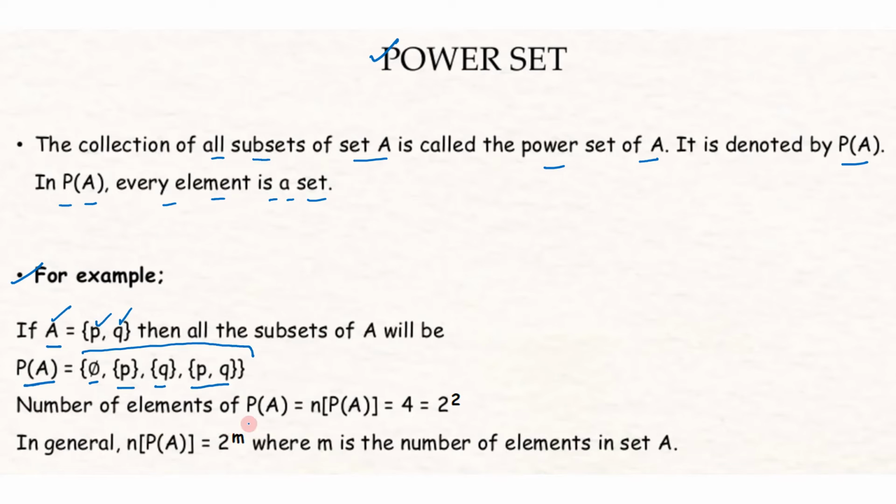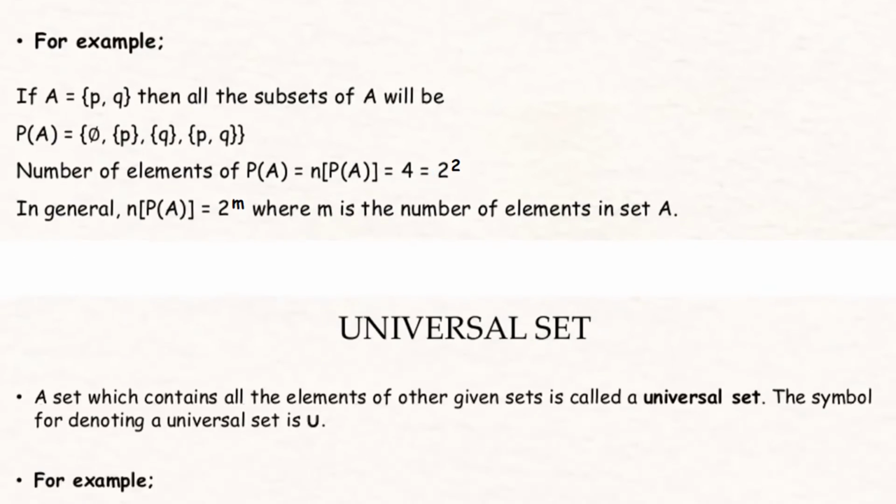Necessary to note here is that the number of elements of power set of A, which is n of P of A, in this case is 4. We can see that this 4 is nothing but 2 to the power 2. So in general, we can say that the number of elements of the power set of A is equal to 2 to the power m, where m represents the number of elements in set A.